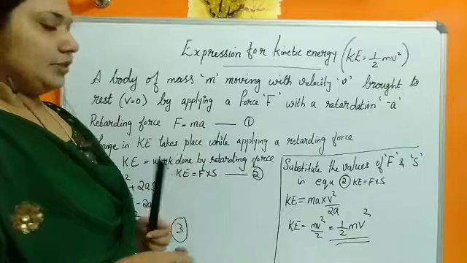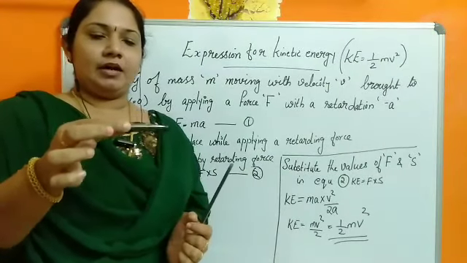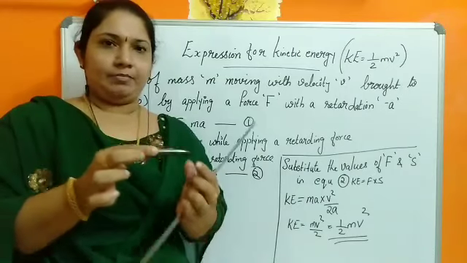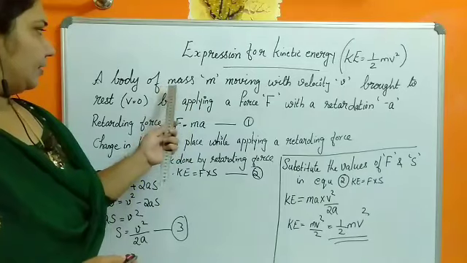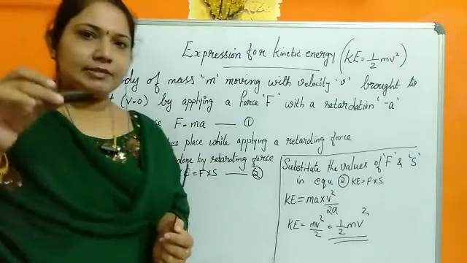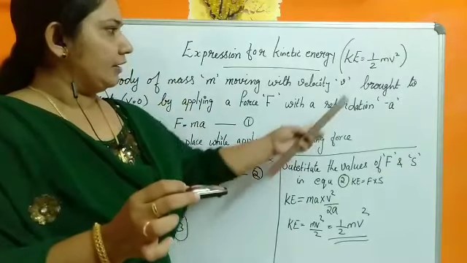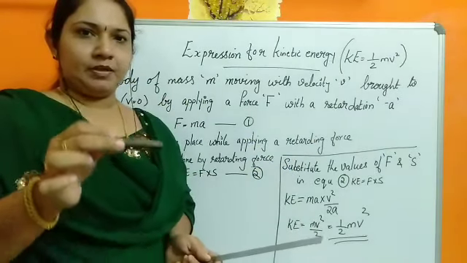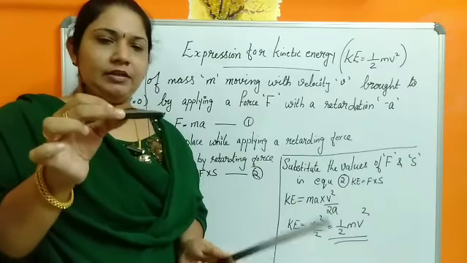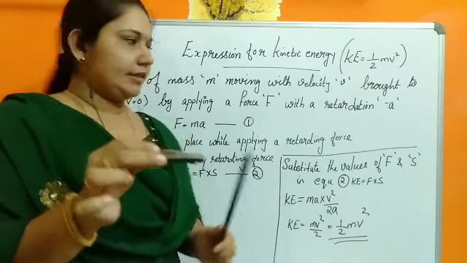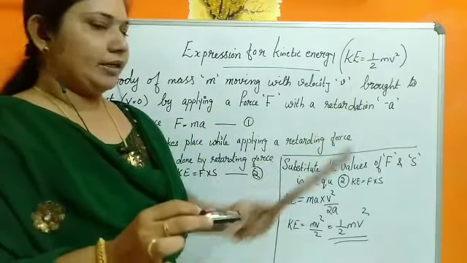So first we are going to study, suppose this is a toy car, a body of mass m. So we are considering the mass of this body as m, a body of mass m. This is the toy car. The mass of this toy car we are taking as small letter m. It is moving with a velocity, its initial velocity, given as small letter v.